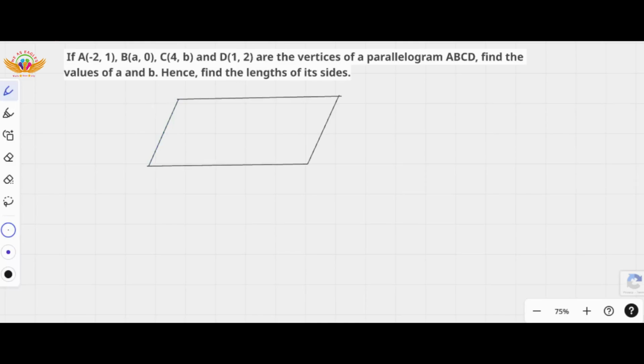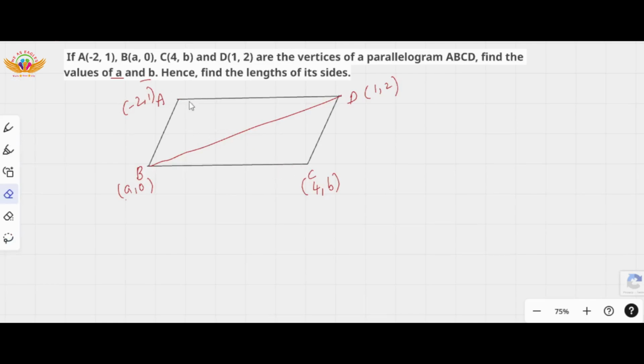And they have given the points A, B, C, D. So what is the point A? Minus 2 comma 1, and B point is a comma 0, C point is 4 comma b, and D is 1 comma 2. Done. So first of all we have to find the values of a, b. A value and b value I have to find out. See, we already know that the diagonals of the parallelogram will be exactly bisecting each other. Sorry, the diagram is too bad.